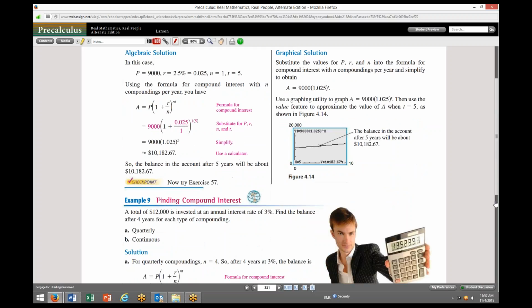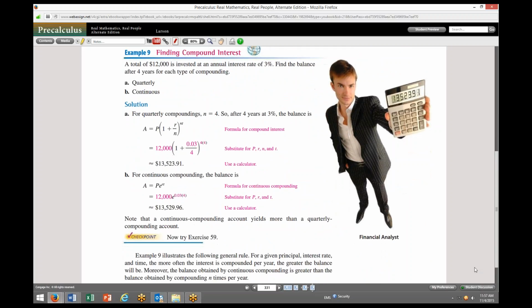So for instance, an example: if $12,000 is invested at an annual interest rate of 3%, find the balance after 4 years with quarterly compounding and then continuous compounding. Well, quarterly is going to be n equals 4, and you'd use the other compound interest formula as we just practiced, and you can look back at that later yourself if you like. But I want to jump to the continuous part.